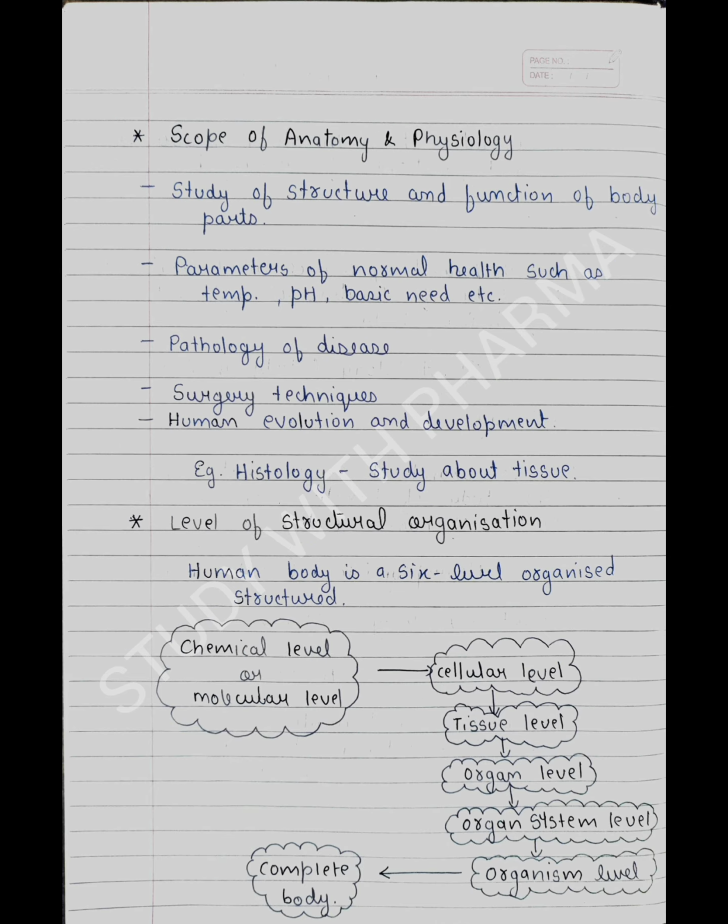Now we will talk about various scopes of anatomy and physiology. There are various scopes of anatomy and physiology like parameters of normal health, pathology of disease, surgery techniques, human evolution and development. The next topic is levels of structural organization, which means steps from the cell to the complete body formation.